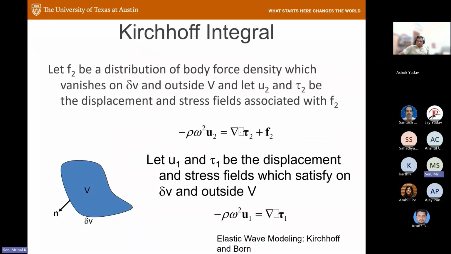So now we can think of a distribution of body force which is outside of V. Okay, that first one I showed you is inside the volume. This is outside of the volume. And this has the stresses and displacement, U2 and tau2.